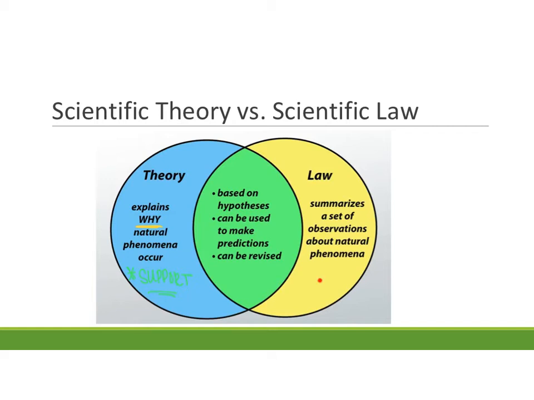Now, on the other side, let's look at a law. So a scientific law is just going to tell you what happens. So I'm going to add what over here. So laws tell you what happens. It summarizes a set of observations about natural phenomena. That's the same thing as just what happens. So theories explain why something happens.